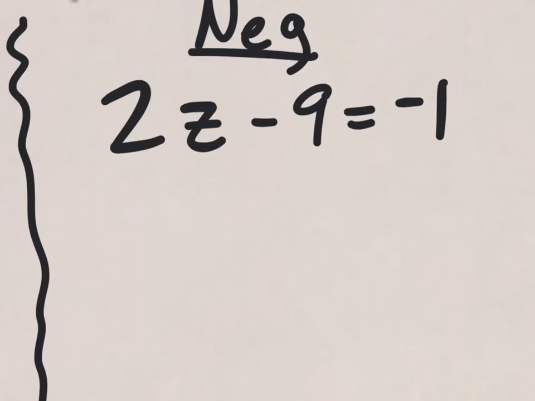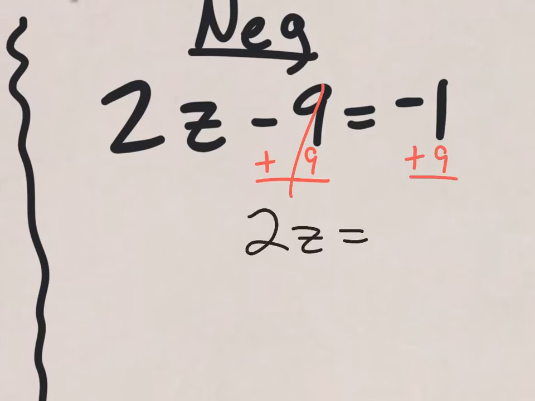Okay, so that's going to be plus 9. Plus 9, what do we have left? We have a 2z, we have the equal sign, and we have an 8, because if you owe $1 and you have $9, you could pay off that person that you owe $1 and you still have 8 left over.